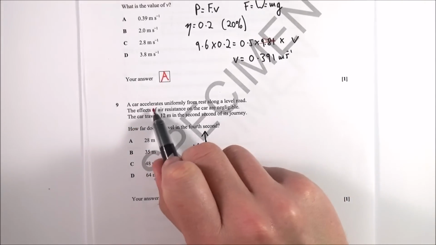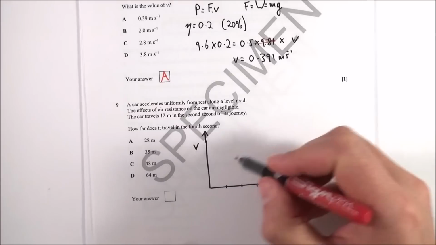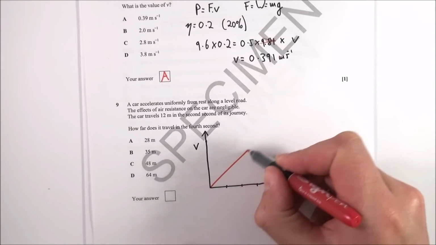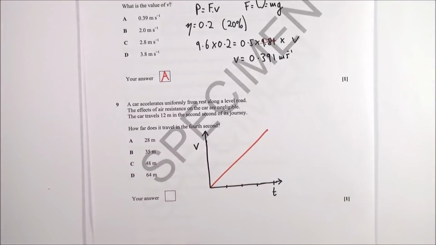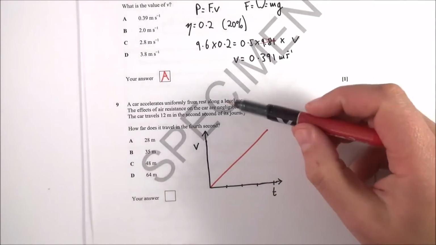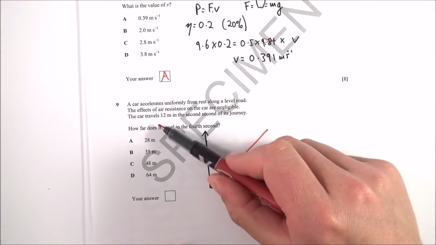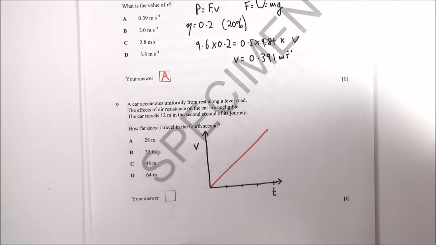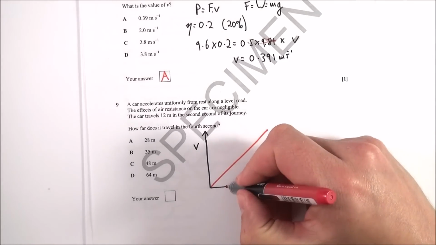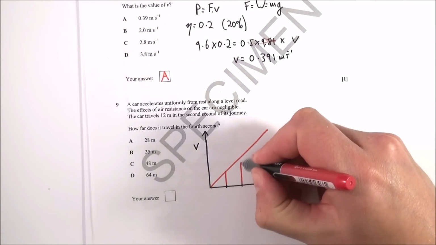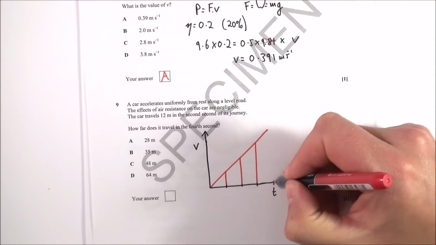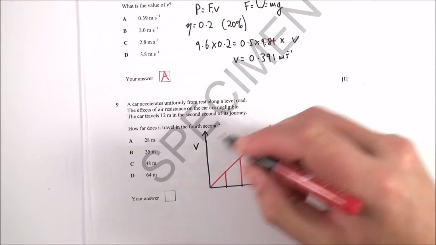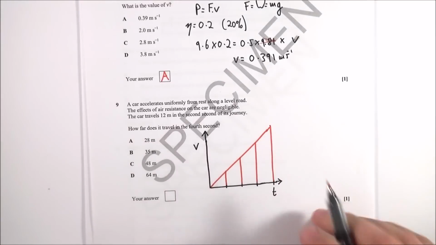It accelerates uniformly from rest along a level road. And therefore, as time goes on, the velocity increases at a uniform rate. So there's no air resistance, and the car travels 12 meters in the second of its journey. Now this one I think is very tricky, so what I'm going to do is break down the velocity time graph, because the velocity is increasing like this.